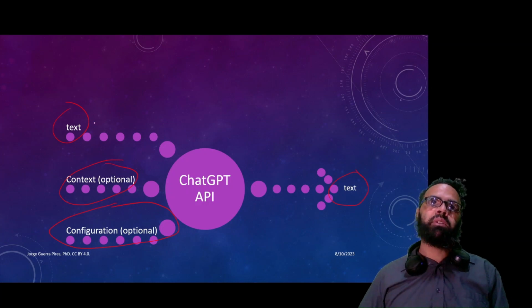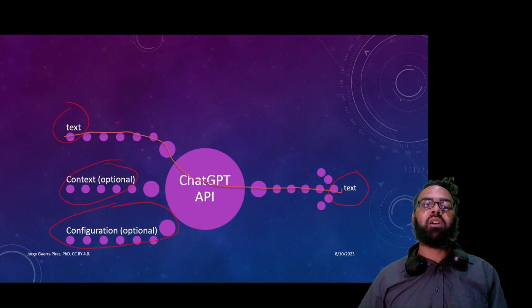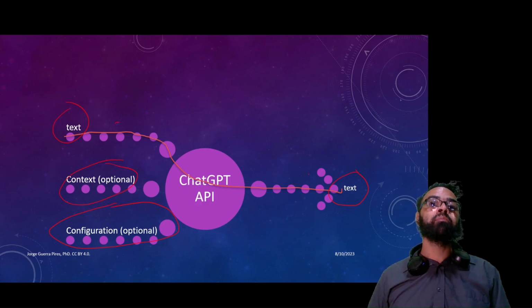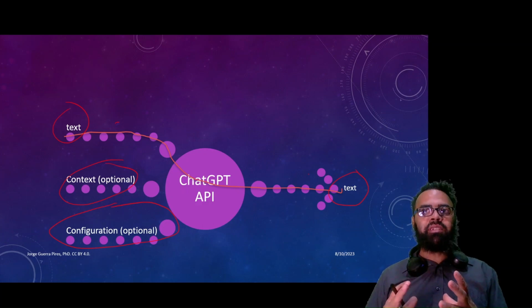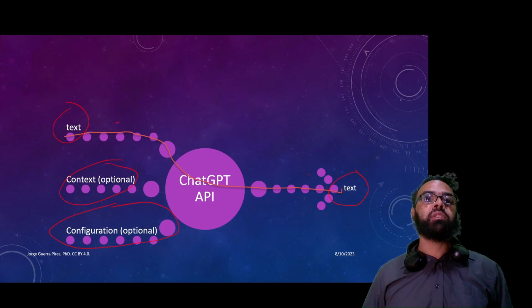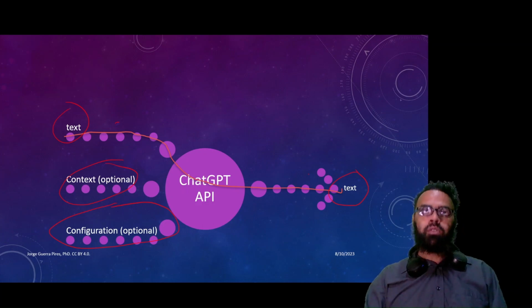So in the case of ChatGPT, in essence you have text in, text out, as they like to say. It's very simple: text in, text out, text in, text out. That's a very simple and concise idea, an easy way for you to see how an API works.